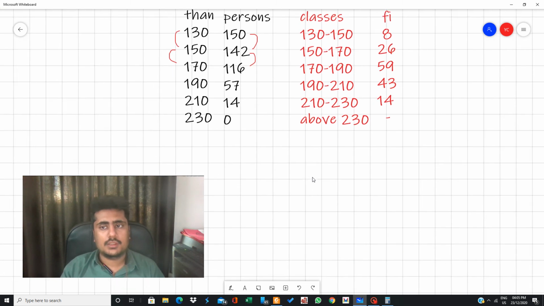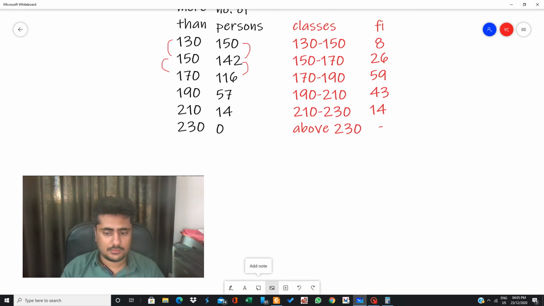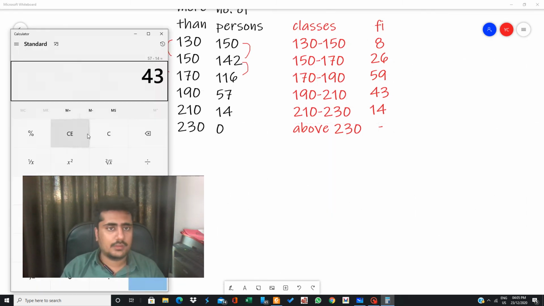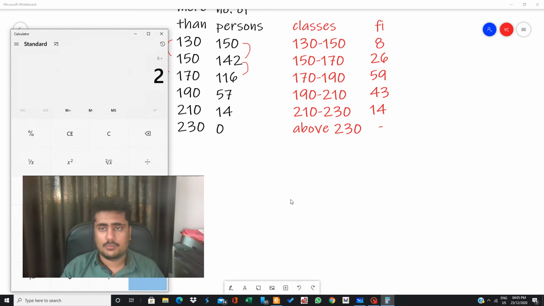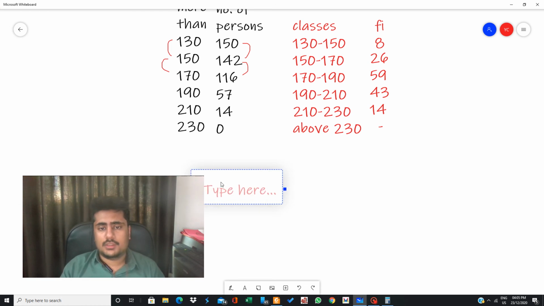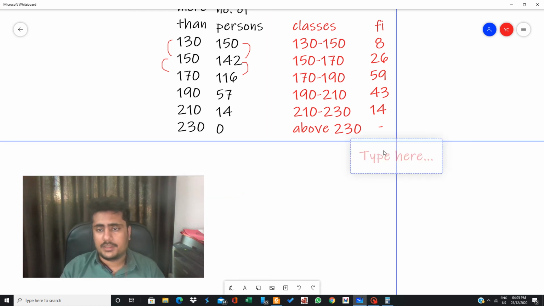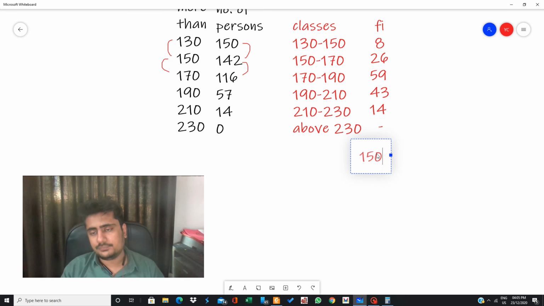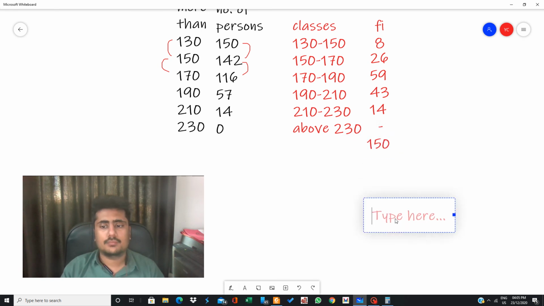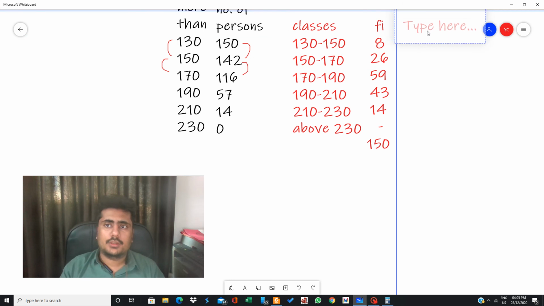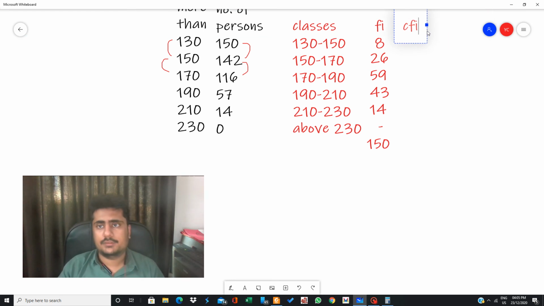Now this is my question. My total of frequency should be 150, as in more than classes it started with 150. So my total is 150. That means I have done right till now. Now let us come to the cumulative frequency.